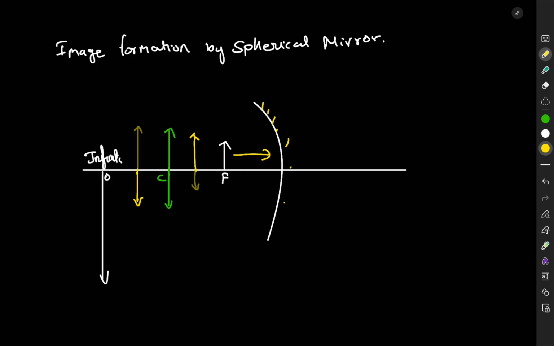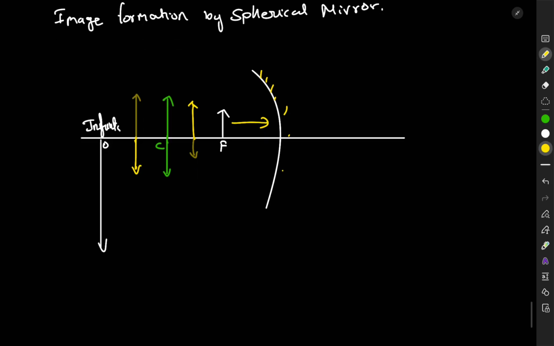When the object travels from infinity to the pole, the image will also move from infinity to the pole, but in the negative direction. Okay, fine.